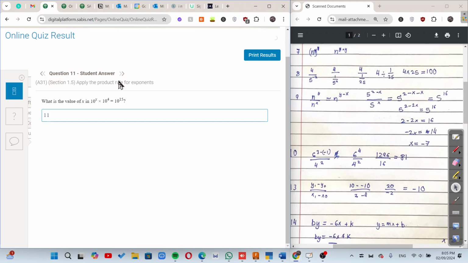Next question. It's asking you, what's the value of x in 10^(x+4) = 10^15? We know that if the base is the same, you can just add the exponents. So 15 minus 4 gives you 11, which is your x. It's pretty easy.